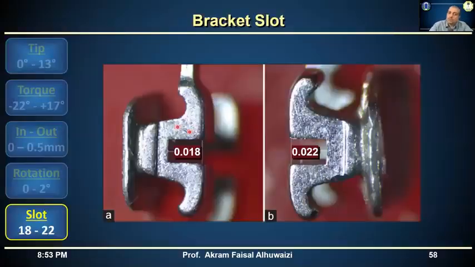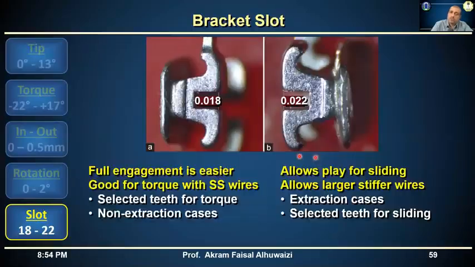And the last topic is the slot. Should you use 18 slot or 22 slot? We talked quite a lot about 18 and 22 slots, but I'll summarize that for 18 slots, full engagement is easier. You can place any wire, 16, 17, 18, and it's going to fill the slot. This is going to give a very good torque expression, especially with stainless steel wires, because they have enough force. So I would generally use them on selected teeth for torque.